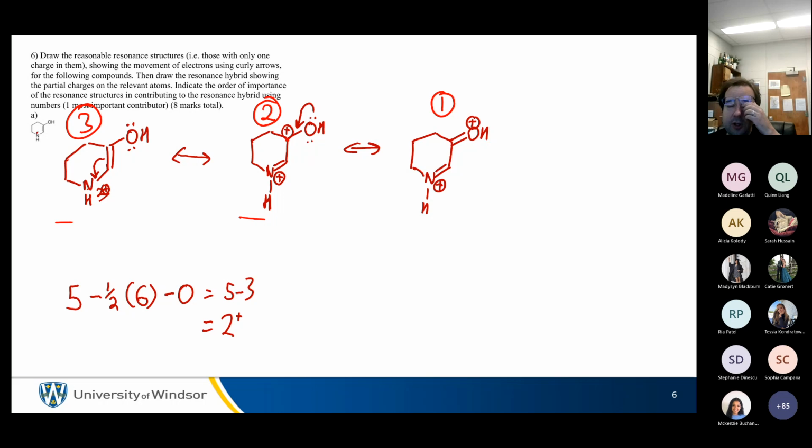That number 3 one is actually so bad that although it was the starting point for the question, I wouldn't blame you if you didn't include it in the resonance hybrid. But let's say we do include it in the resonance hybrid. There's our 6-membered ring. There's a hydrogen. There's an oxygen. There's a hydrogen.